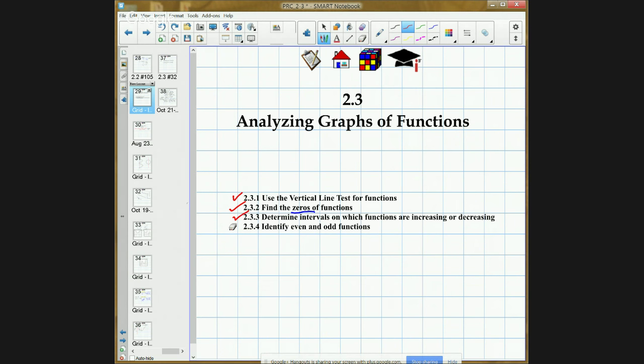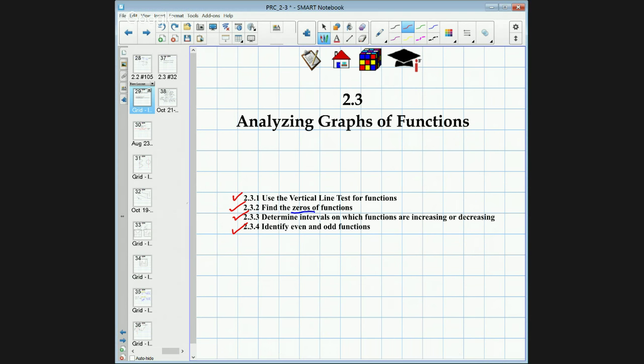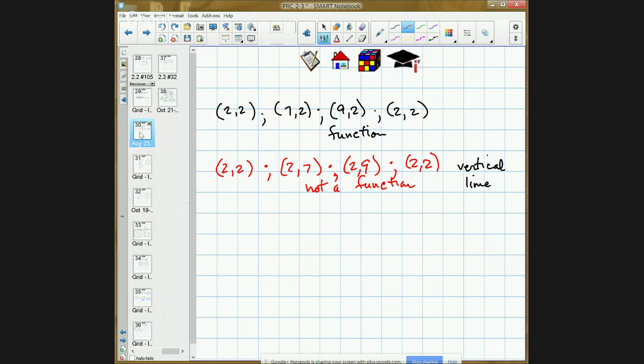And then finally, we're talking about even and odd functions. So let's see how far we get. Let's see how we're doing on the battery. I'm down to 46%. Okay, on we go. We're still recording.